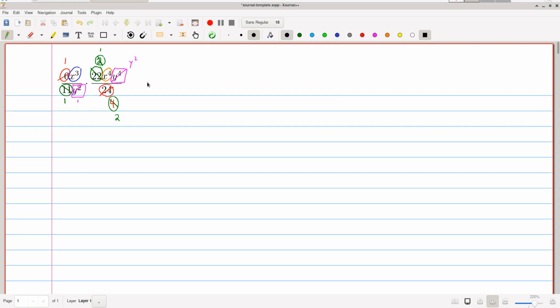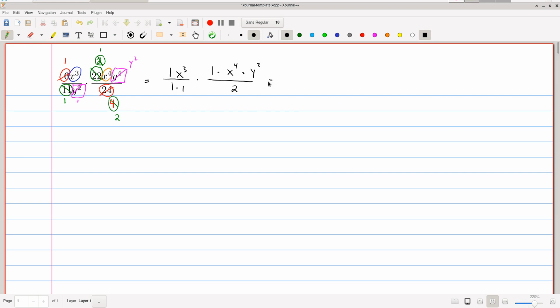Now this is looking really messy, so let's rewrite this without all the stuff circled and crossed out. Our first fraction, we have 1x cubed over 1 times 1. The second fraction, we have 1 times x to the fourth times y squared over 2.